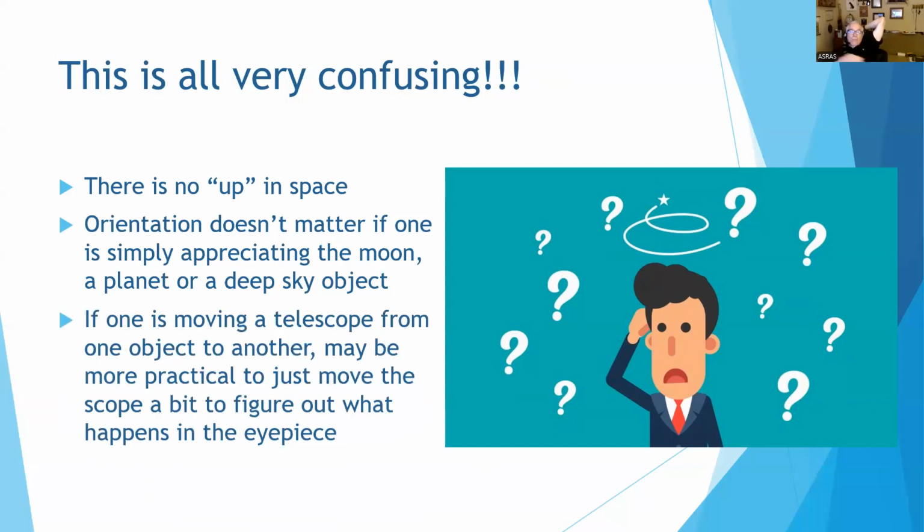If you're moving a telescope from one object to another, then it can help to have an understanding of your orientation. But what a lot of experienced star hoppers tell me is that it's easier just to move the telescope a little bit and observe what happens to the image to decide. If it's mirrored, then you've got to move it to the right to cause the image to move to the left. If it's upside down, then you have to move the telescope up in order to cause the image to move down. Just do a couple of experimental pushes to figure out which way things are going to move, and then you don't really have to remember your orientation.